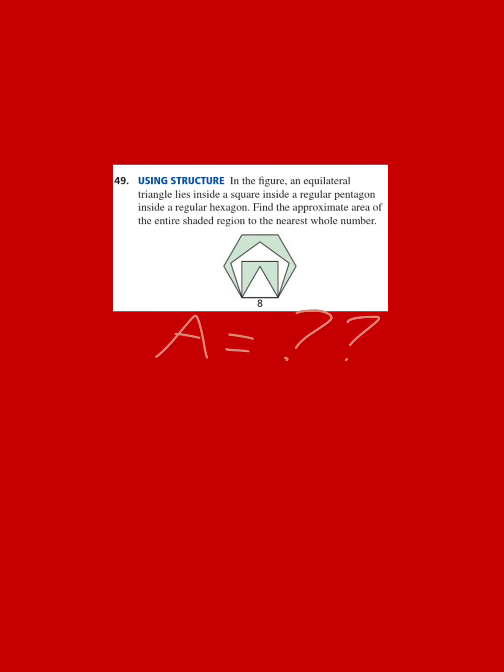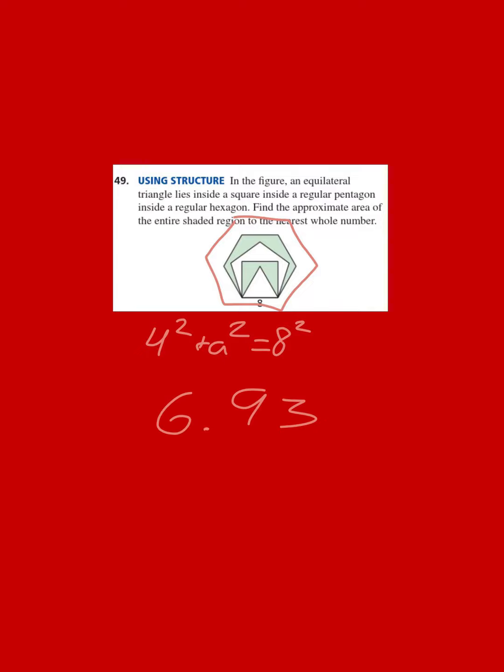Chapter 11, Lesson 3, question number 49. For this problem, we need to find the area of the whole shaded area. In order to find the first shaded area at the top of the shape, we would need to find the area of the hexagon and then subtract the area of the pentagon from it. First, we need to find the length of the apothem, which we can do using the Pythagorean theorem. 4 squared plus a squared equals 8 squared, which would simplify to be 16 plus a squared equals 64, leaving a to be about 6.93.